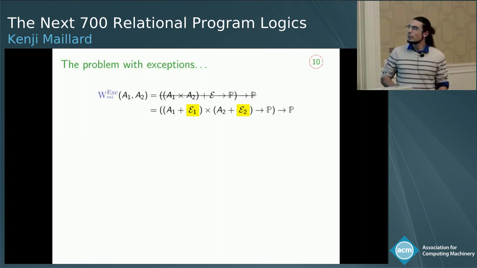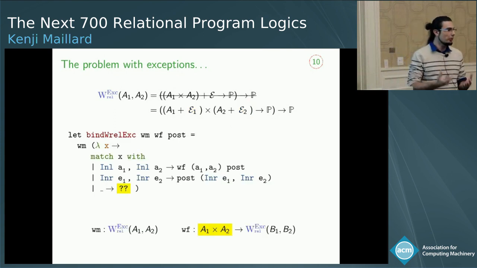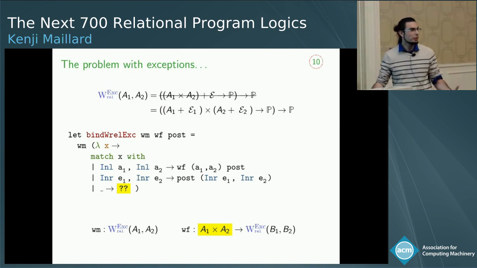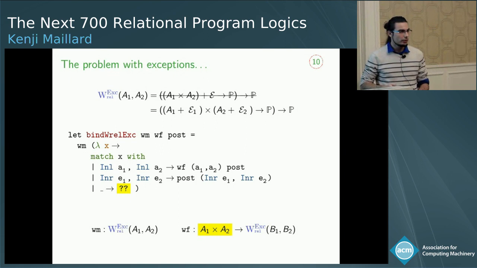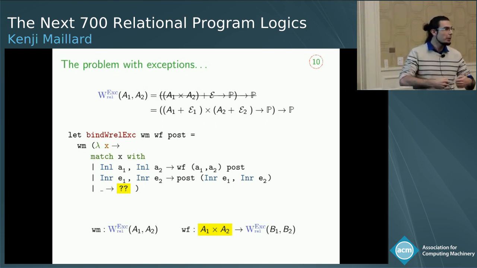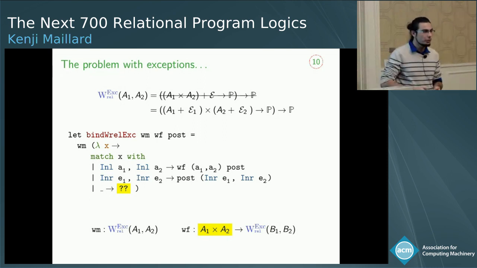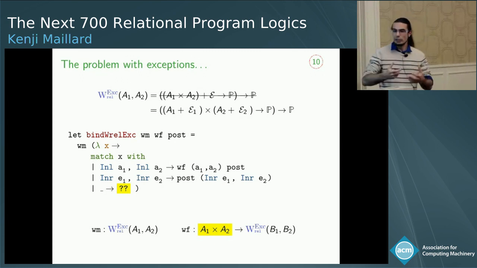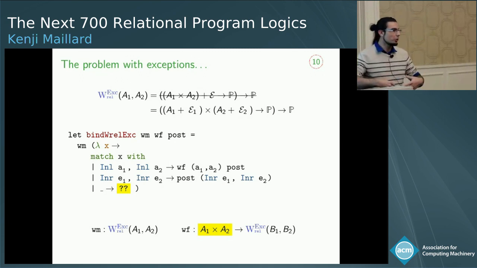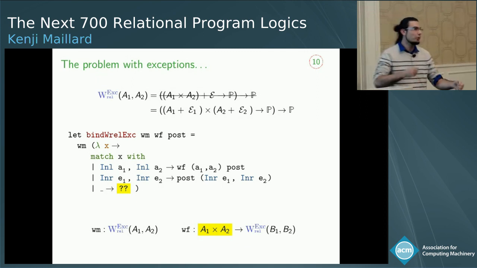This is interesting. However, if we try to implement the bind operation to compose a specification of this type, we are stuck. In the case where my two programs return a value, I'm able to use a continuation that takes two return values. And in the case where I have exceptions, I'm able just to forward the exception. But in the mixed case where one program returns but not the other, I don't know what to do.